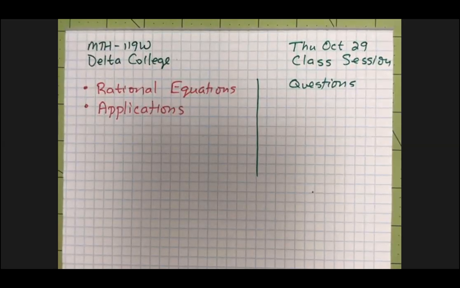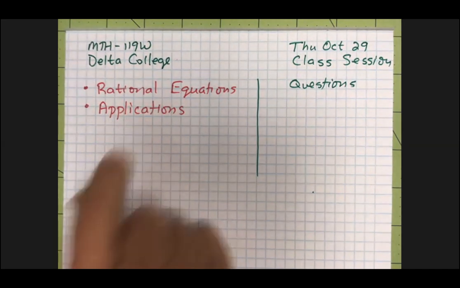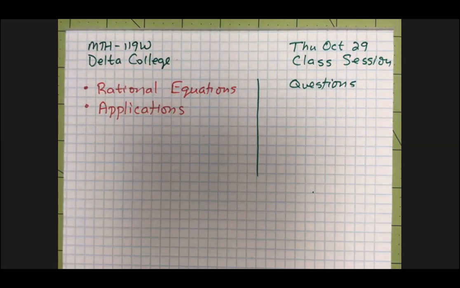Thursday, October 29. Here's our class session and our mission for today: rational equations and applications. It's a little bit like last class session on Tuesday. Very straightforward and procedural. We can just work on the problems straight out of the book. Let's just shoot out some problems and you'll see exactly what you're supposed to do. It doesn't require much of a fancy explanation.